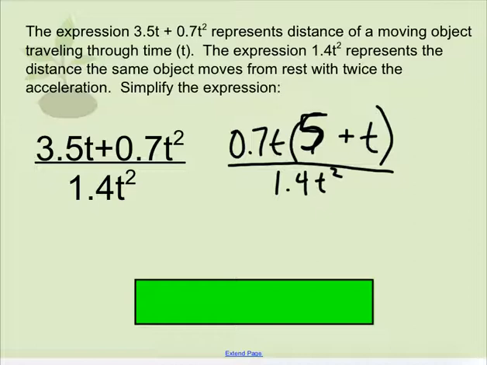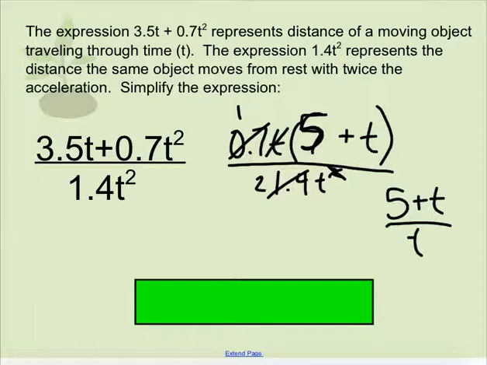Now we look at this and we see, can we simplify anything? Well, we look at our factors. 5 plus t is a factor, 0.7t is a factor, and 1.4t squared is a factor. While none of these look exactly the same right now, because we're talking about division and fractions, I can see that this 0.7 and 1.4, I can get 1 0.7 out of here and 2 0.7s out of here. With the t's, I can get 1t, and 1t is left over in the denominator. So I am left with 5 plus t over t. And in this case, t cannot be 0.